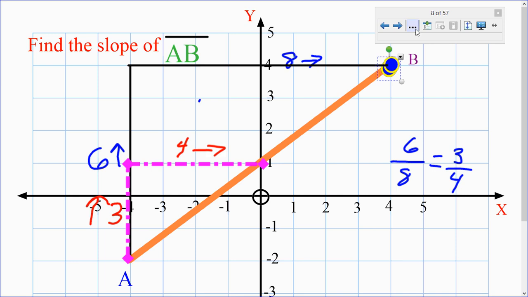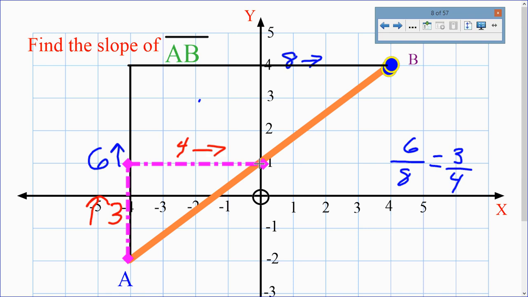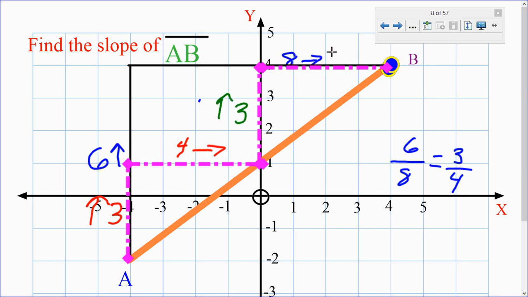And let's get my line tool. So select, get my line tool, my purple line. So I did another 3 up. 1, 2, 3. And then 4 over, and I ended up again at the same spot, but in smaller increments. So 3 up and 4 over.